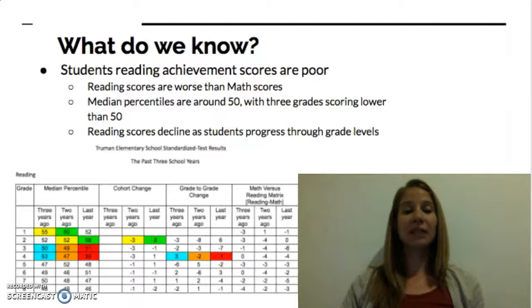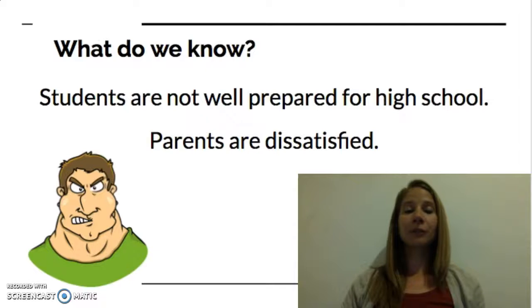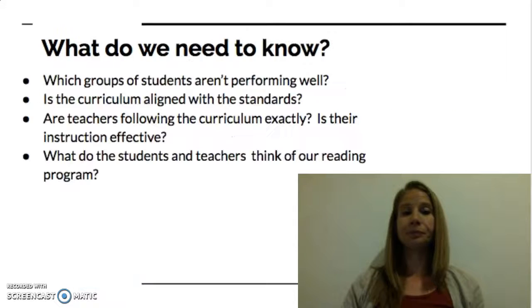Also, our median percentiles are around 50, with 3 grades this last year, 5th grade, 7th grade, and 8th grade, scoring lower than the 50th percentile. Also, our reading scores decline as the students progress through the grade levels. What more do we know? With the declining reading scores, our students are not well prepared for high school. And, according to the PTO letter, we know that our parents are very dissatisfied.